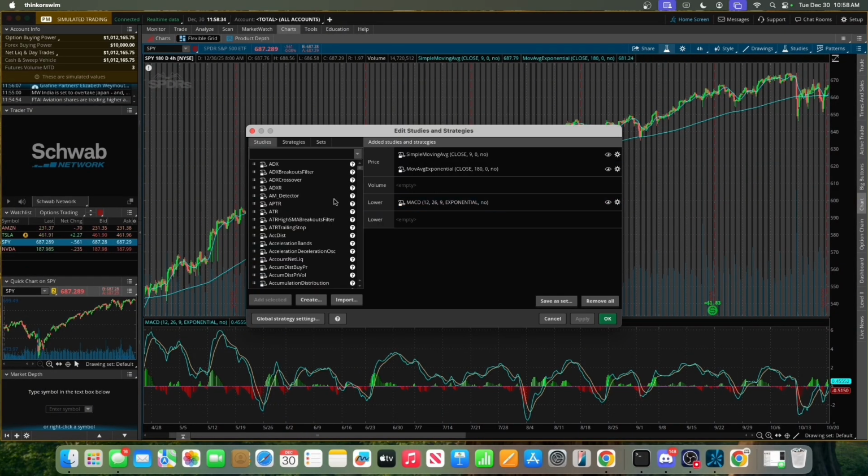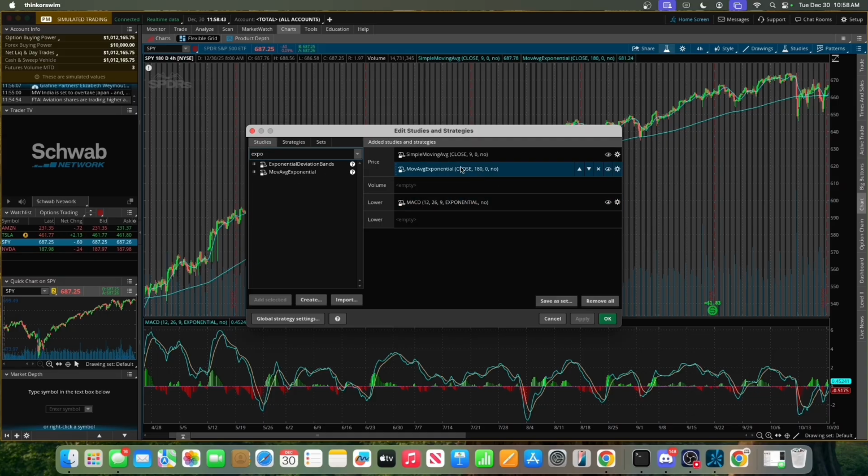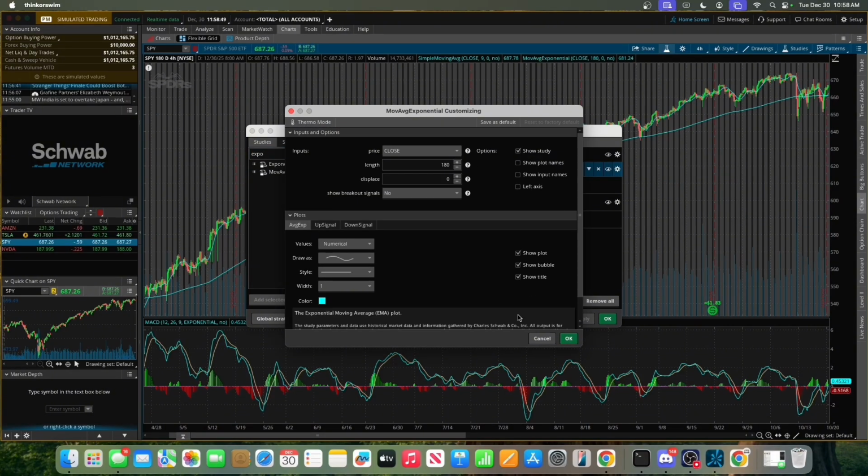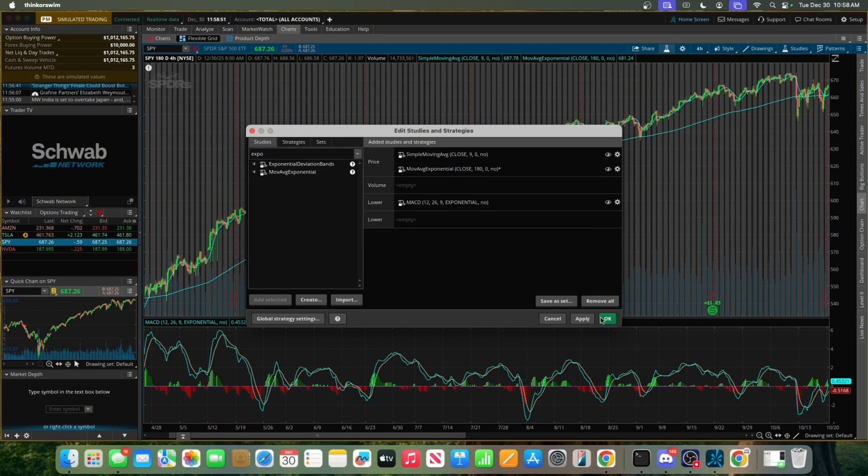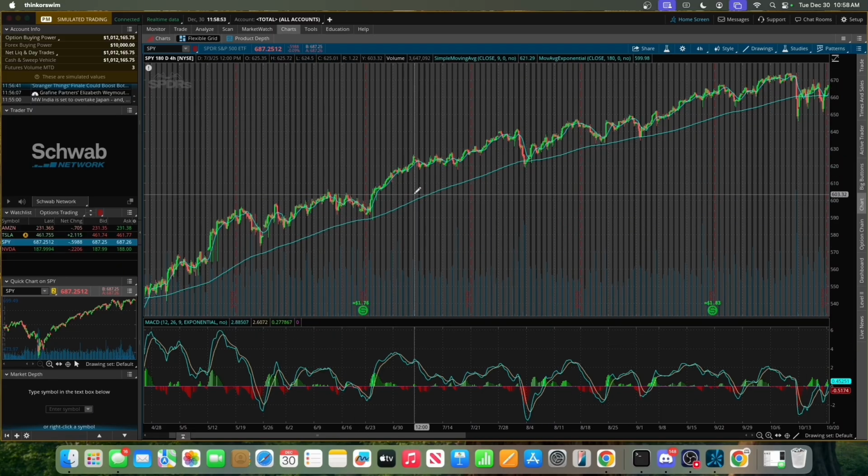you can see that right here, if you go up to studies, strategies, kind of like we did before, you can type in exponential moving average exponential, and it'll pop up. And then in my settings, I have close, 180, and then 0 and no. Okay, so this line will pop up.